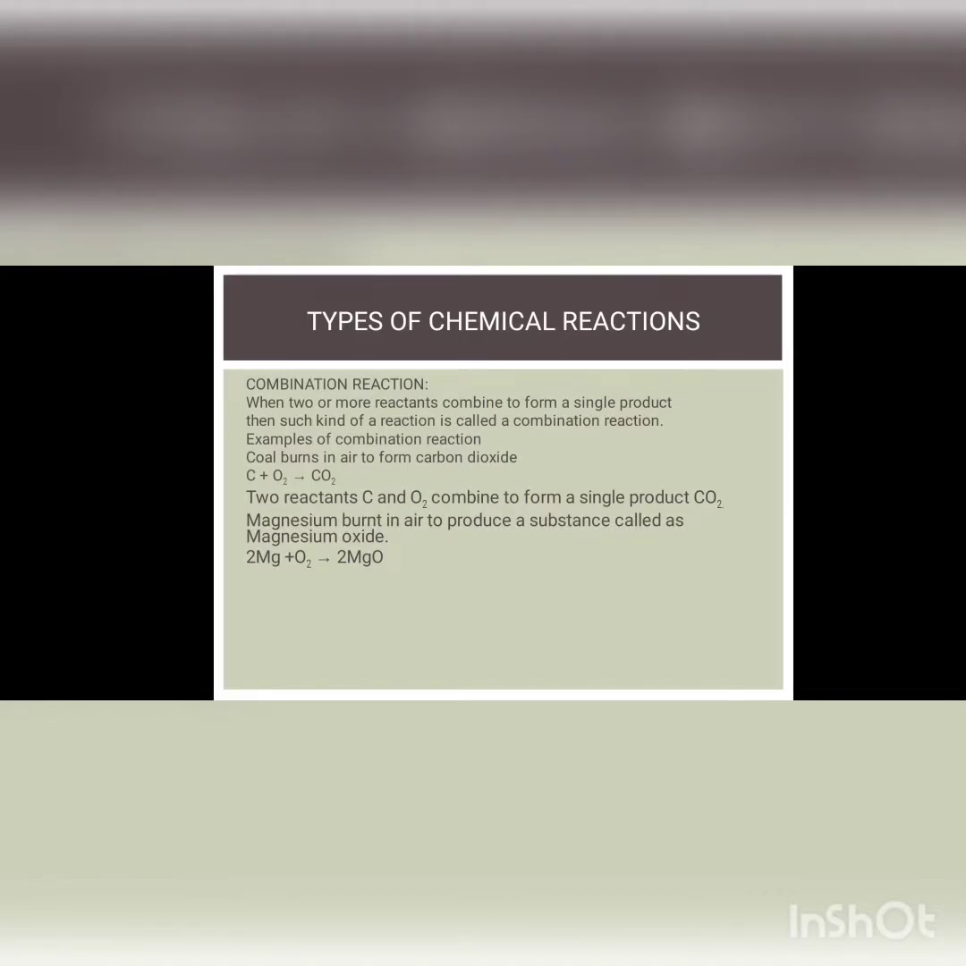Example is given: carbon combining with oxygen forming carbon dioxide. Magnesium, when it is burned in oxygen, it forms magnesium oxide. Carbon dioxide and magnesium oxide both are going to be single products and examples of combination reaction.